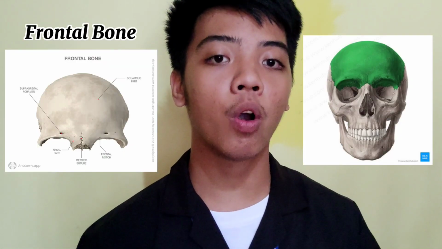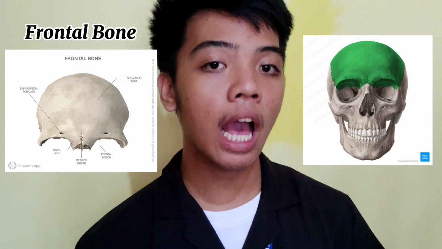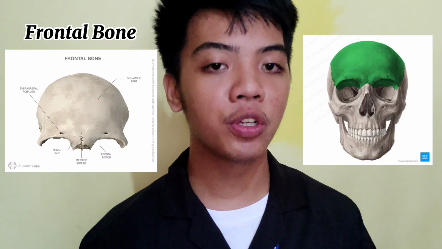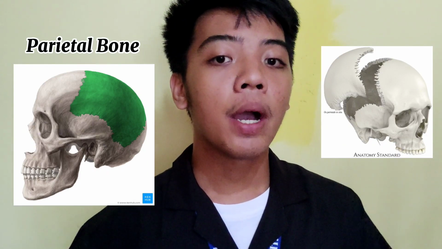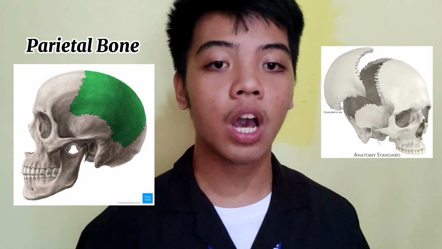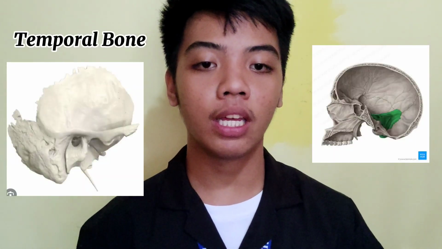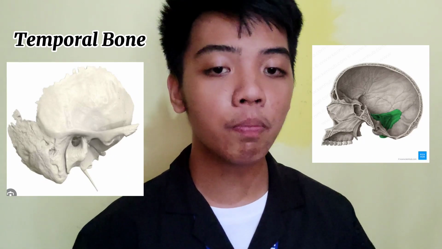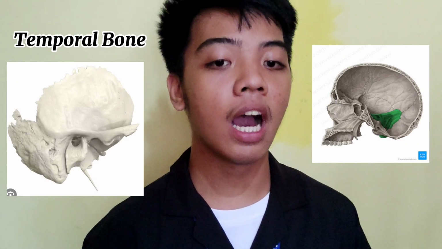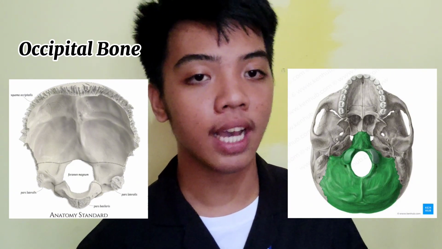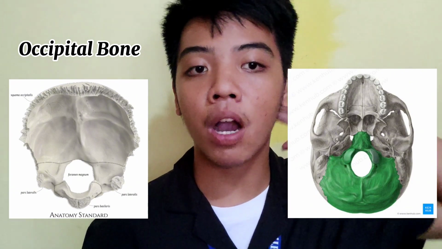Ang frontal bone po is the flat bone that makes up your forehead. It also forms the upper portion of your eye sockets. Ang parietal naman po ay pair po siya na flat bones located on either side po ng ating ulo. Temporal bone po is ito po ay pair of irregular bones located naman po siya under each of the parietal bones. Ang occipital bone naman po ay flat bone din po siya located in the very back of your skull.